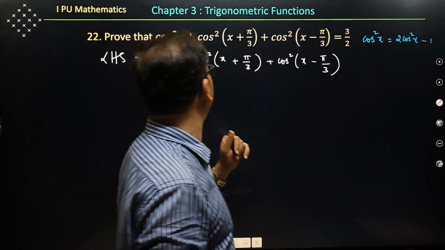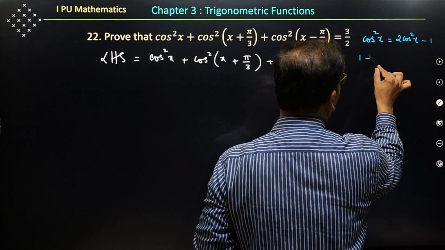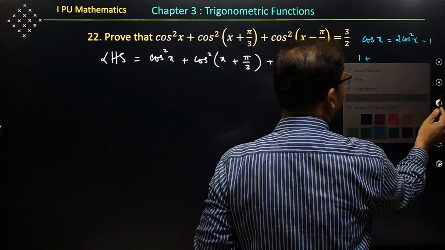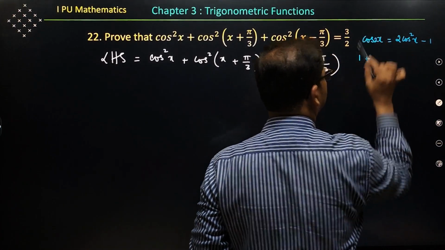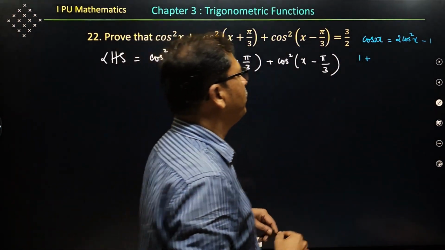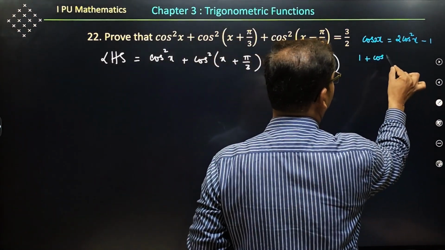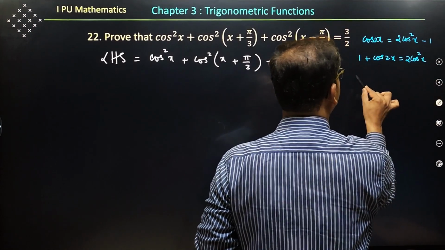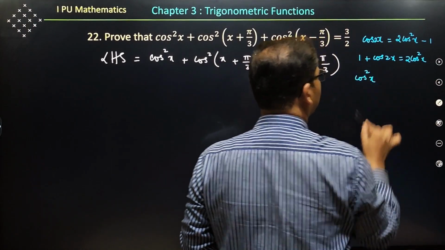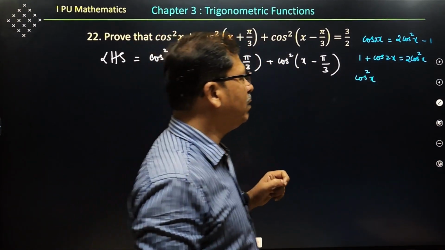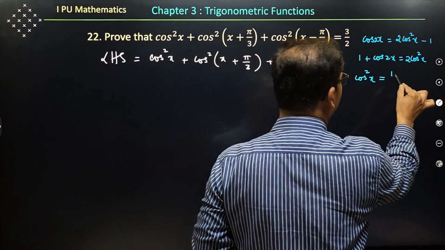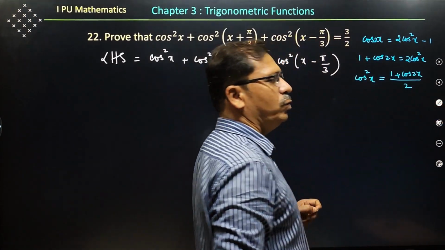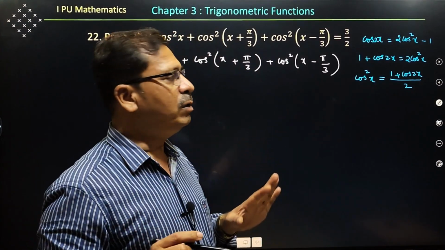Take minus 1 to this side. It becomes 1 plus cos, it is cos 2x, not cos square x. Cos 2x is equal to 2 cos square x minus 1. And hence 1 plus cos 2x is equal to 2 cos square x you will get. Okay. If you simplify for cos square x, it becomes 1 plus cos 2x divided by 2 you will get here.